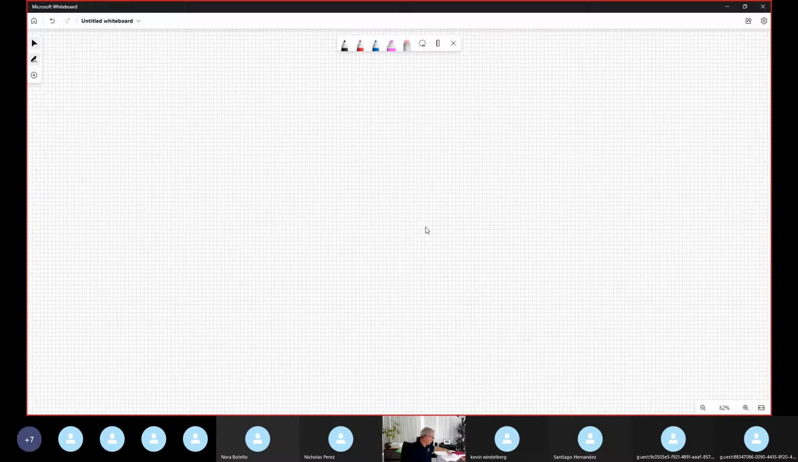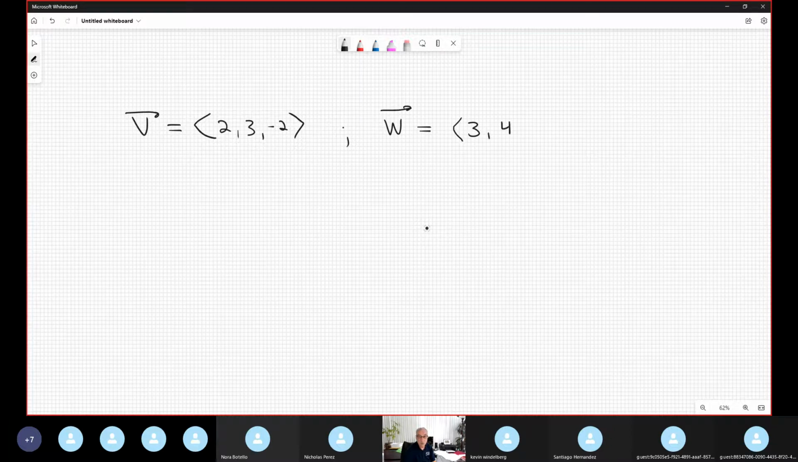Okay, let's practice a little bit of operations with vectors in 3 dimensions. Suppose, for example, that you have vector B, which is the vector (2, 3, -2). And we have another vector W, which is the vector (3, 4, -5). And you add the vectors, why not? It says B plus W.